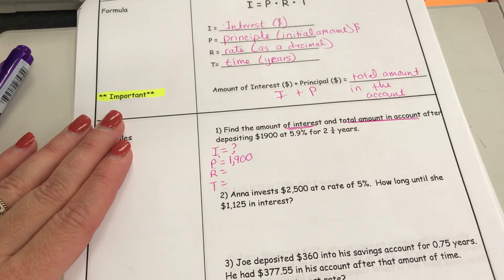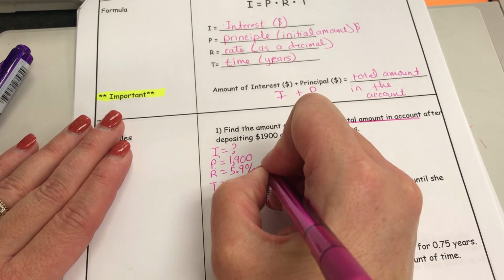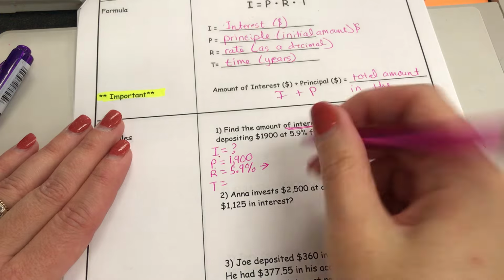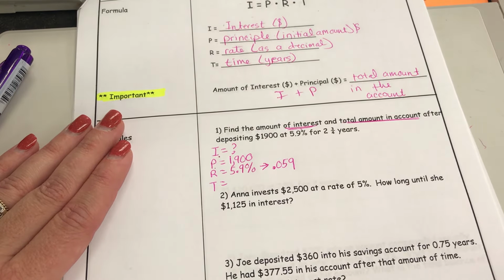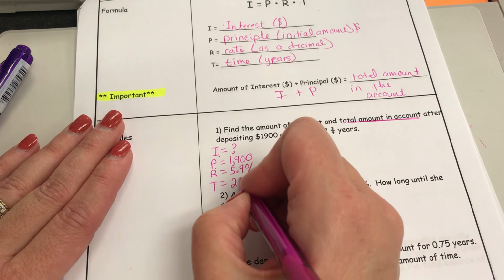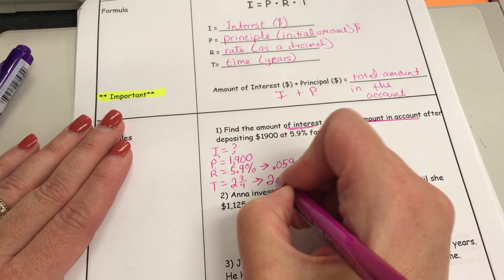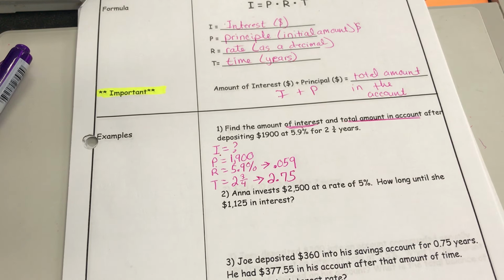What's my rate? 5.9%, but we have to change that to a decimal. So you drop your percent and you move the decimal 2 places to the left, so you get 0.059. And then for years, it has 2 3/4. Well, we'll change that to a decimal to make it easier: 2.75. All right. So now I know what P, R, and T stand for. So now I just have to find the I.